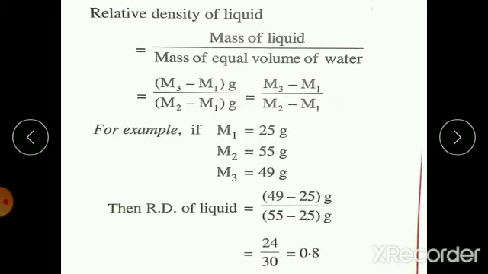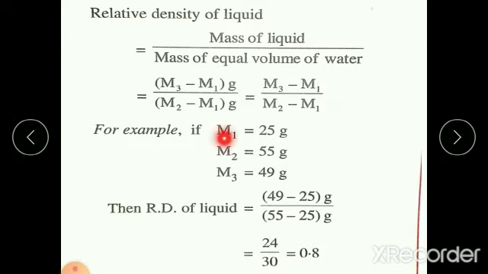Then how will you find out the relative density? You have found m1, m2, m3, the mass of the liquid and the mass of the water. So now you are going to find the relative density of the liquid. What is the formula? Mass of the liquid divided by mass of equal volume of water. The mass of the liquid is m3 minus m1 grams and the mass of the equal volume of water is m2 minus m1 grams. So it is m3 minus m1 divided by m2 minus m1. Gram and gram get cancelled, so relative density has no unit.